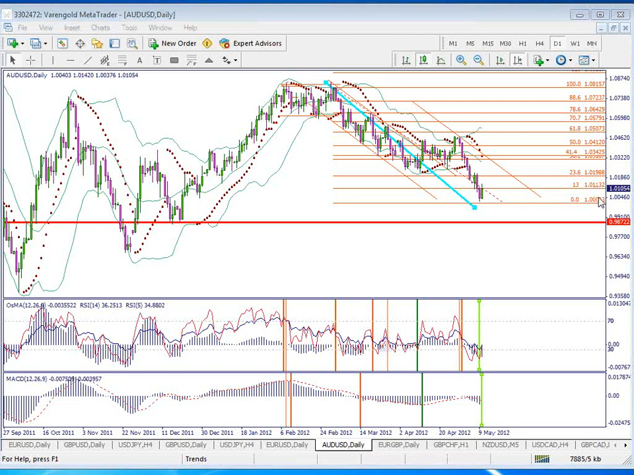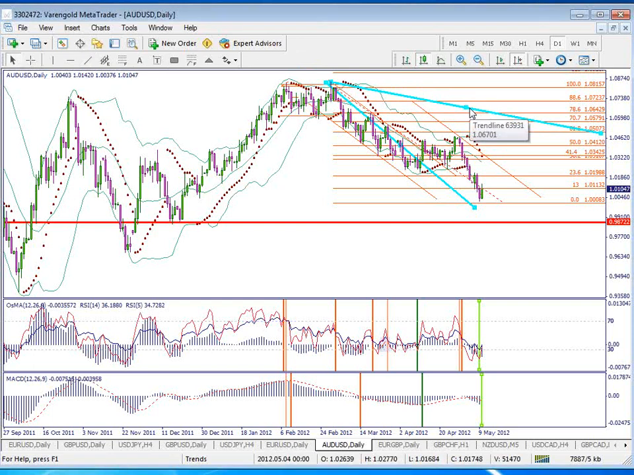Anyway, I couldn't find exactly the point for the parity, and I think that the pair will reverse from this point maybe to 61 or 70 level, and it will form one channel. Probably it will be something like this, but we will see what we will have in the next period.